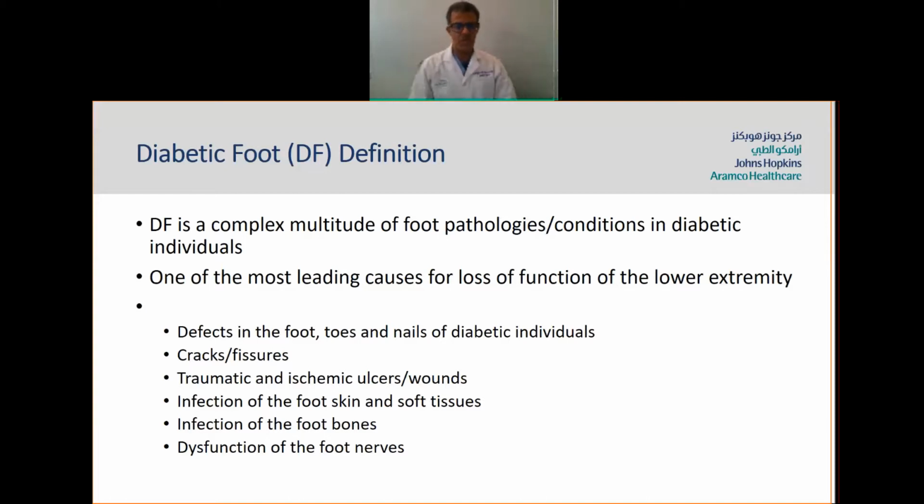It's multiple defects, including defects in the foot, toes, nails, and any of those in diabetic individuals. Cracks and fissures can also be classified under diabetic foot. Traumatic ischemic ulcers, that means there is also lack of blood supply, also wounds, infection of the soft tissue or the bones, infection of the skin, and also dysfunction of the nerves.